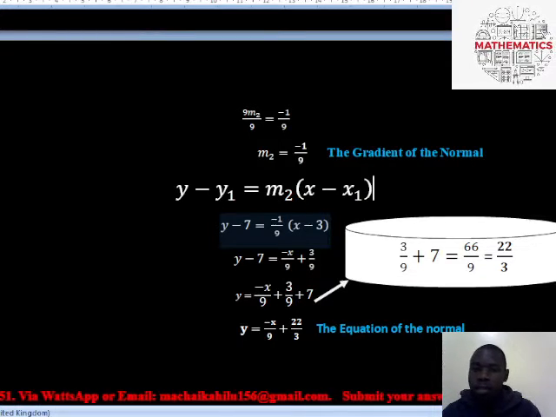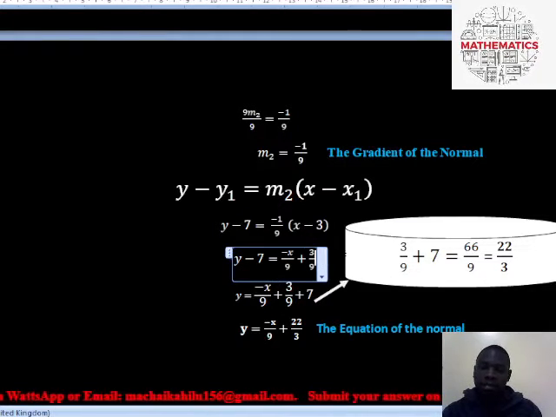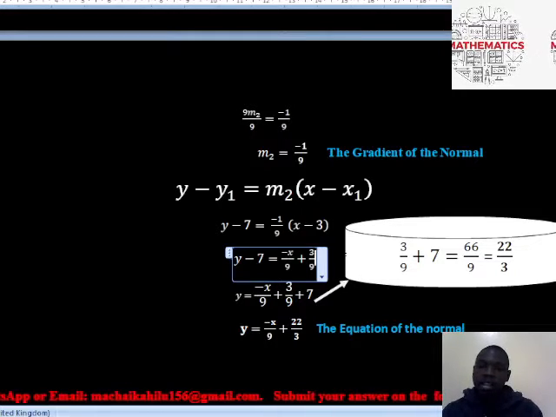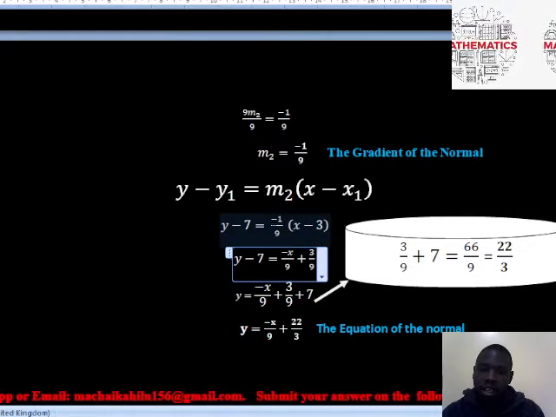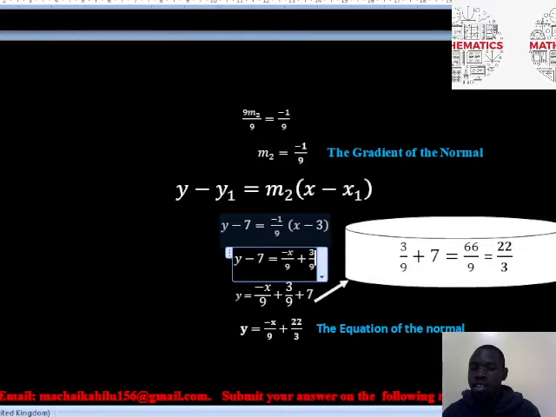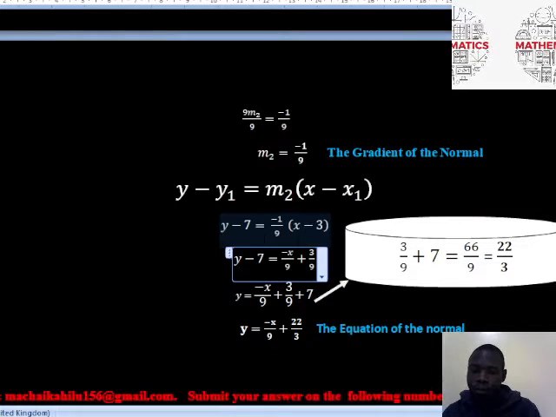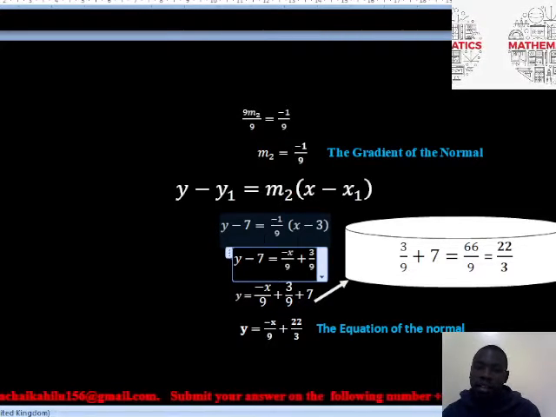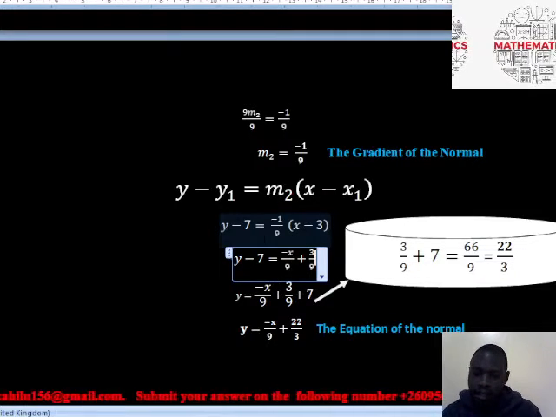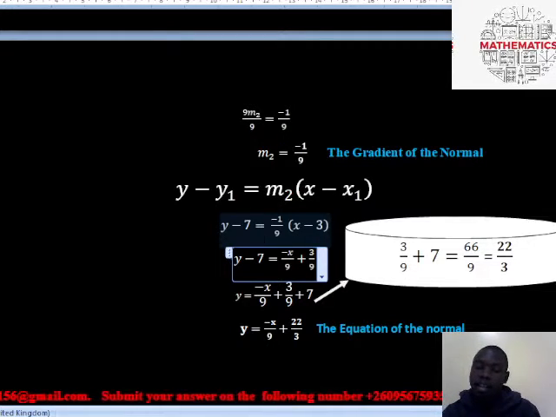So now after replacing there, you come to this other stage. We say y minus 7 is equal to this fraction, negative 1 over 9, a proper fraction. So for you to work out that one, you are going to multiply the numerator by x and negative 3, and then you divide throughout by 9.